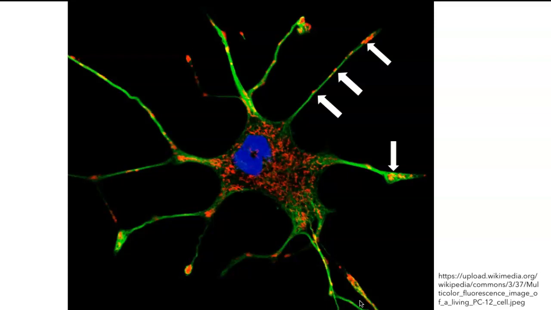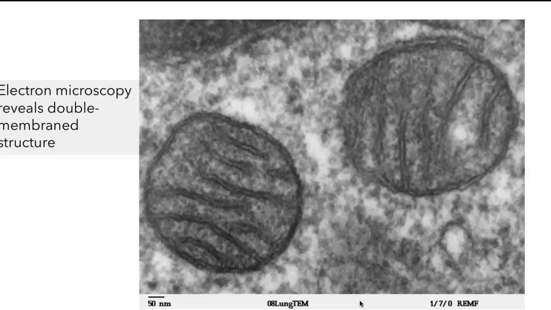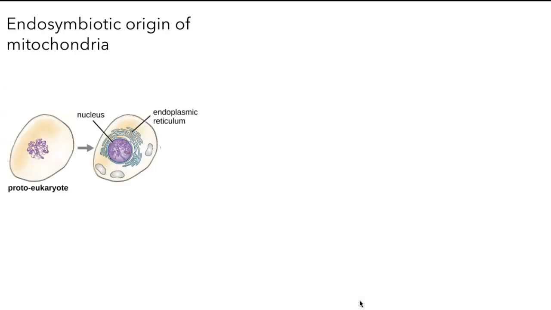To learn more about the structure, you have to use electron microscopy. Well, here's an electron microscopy image taken from lung tissue showing us two mitochondria. And what I want you to notice is that each one of these mitochondria has two lines around the outside. It has a double membrane structure. This double membrane structure is thought to reflect the endosymbiotic origin of mitochondria. You may already be familiar with this theory.